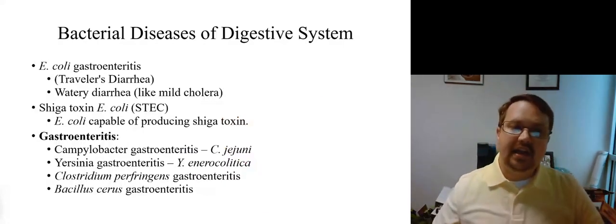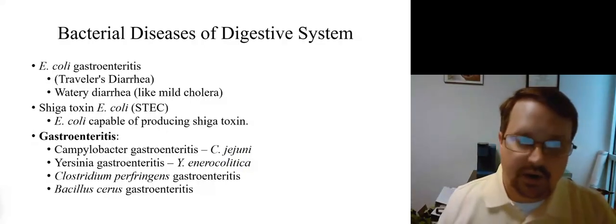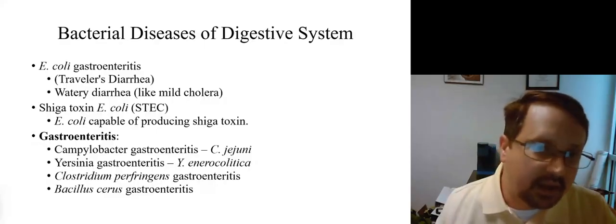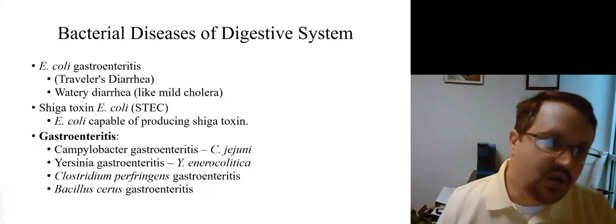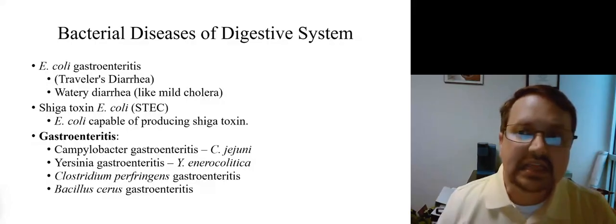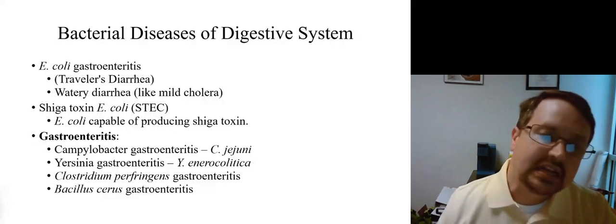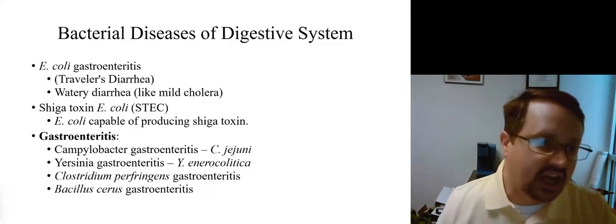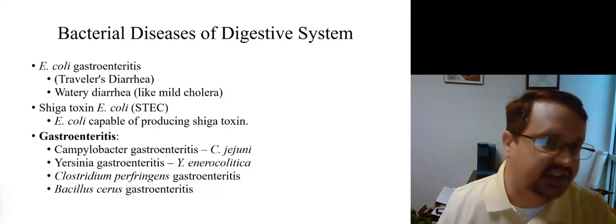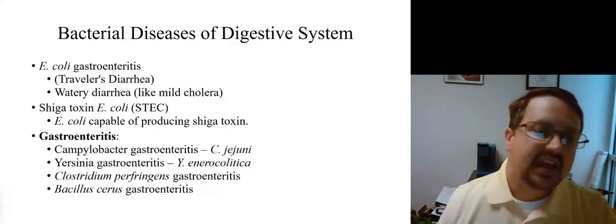E. coli gastroenteritis, we call that traveler's diarrhea. Watery diarrhea, it's like a mild cholera. You get this from traveling around, eating foods from different countries where they don't have the same levels of sanitation as you're used to in the developed world. The Shiga toxin E. coli is an E. coli that makes the Shiga toxin.